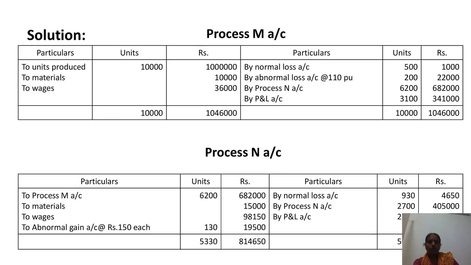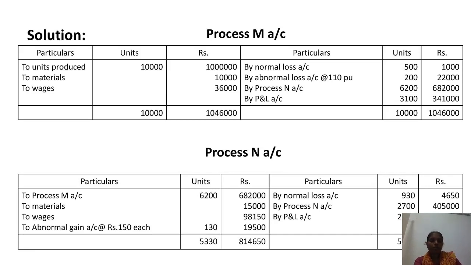6,82,000 plus 15,000 plus 98,150, we get that amount. From that amount we have to deduct 4,650, we get a certain amount. Then the rest of the amount should be taken as process N account and process O account, process O account and P&L account.